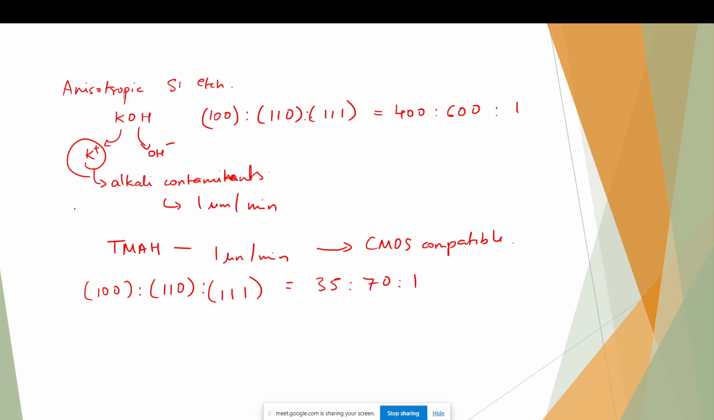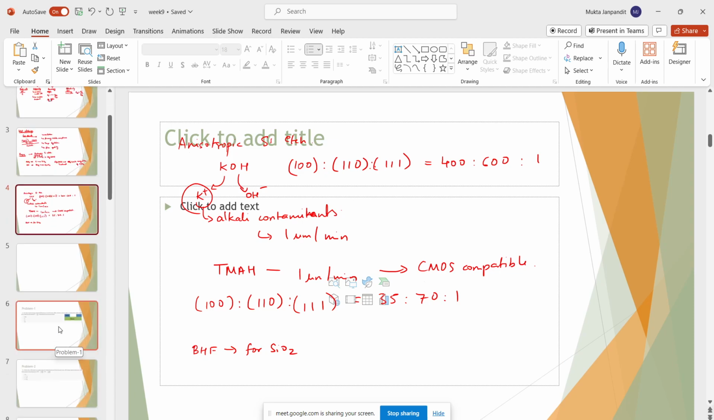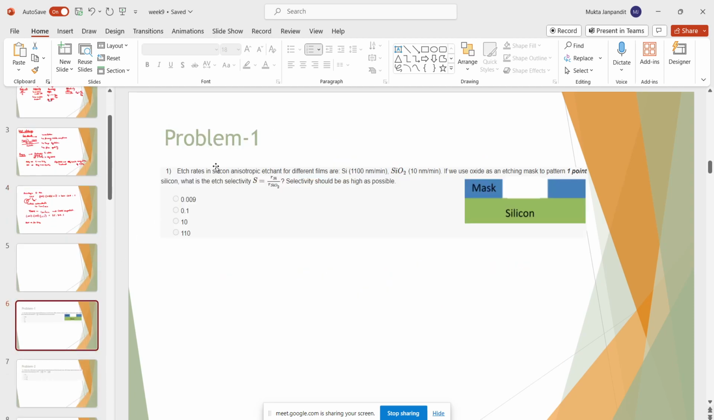So similarly we can also have recipes for other substrates, like SiO2, we have HF dip, like HF or buffered HF for SiO2, and there are many more recipes that were discussed in class. So these were the important ones. Let us do some problems on wet etching first. These are the previous assignment problems, then we will move on to dry etch.